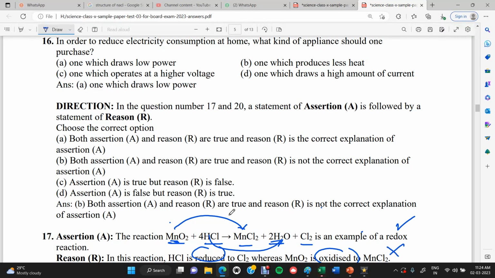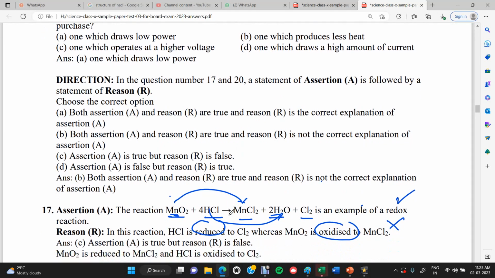So the option is A is true but R is false. Right? That's the thing. A is true but R is false. Okay?